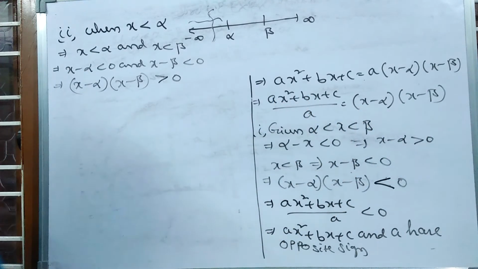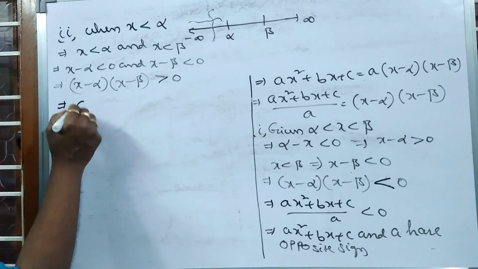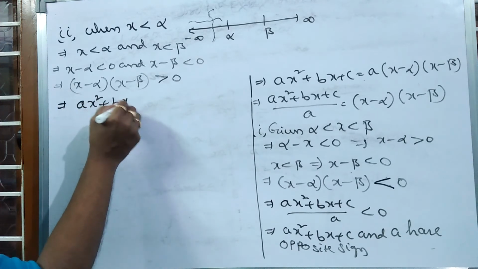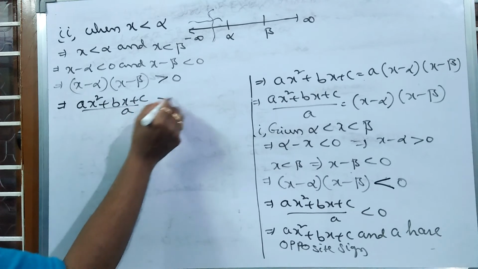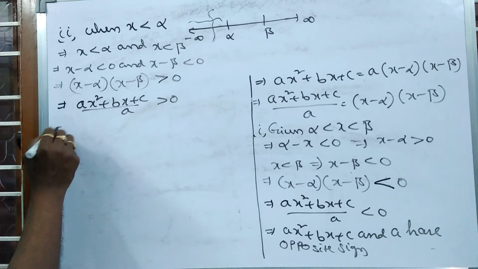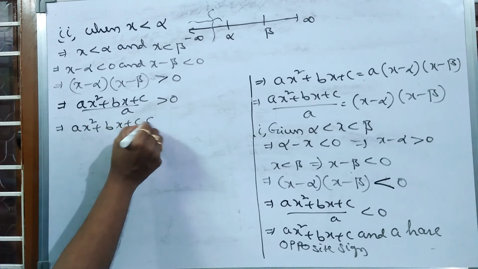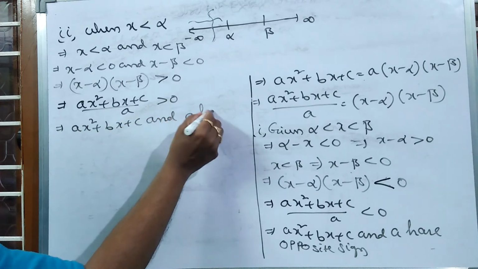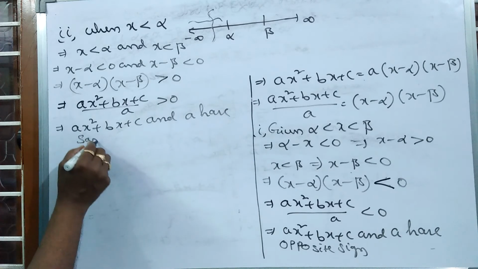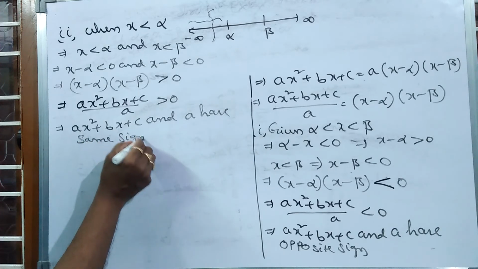We already proved it is ax square plus bx plus c by a. So this implies ax square plus bx plus c by a is greater than 0. A fraction is positive whenever numerator and denominator have the same sign. So this implies ax square plus bx plus c and a have the same sign. This is the first case proved.